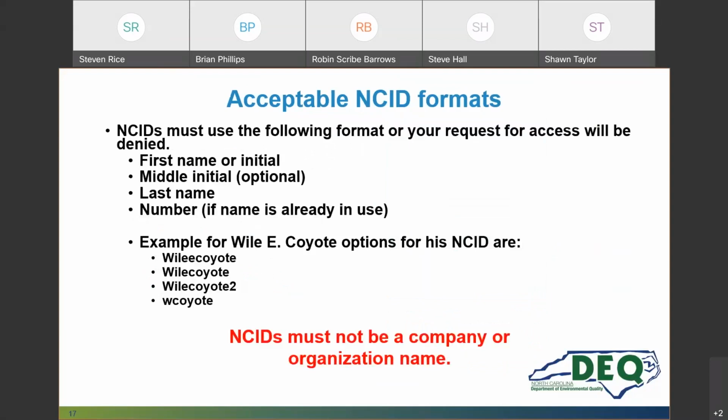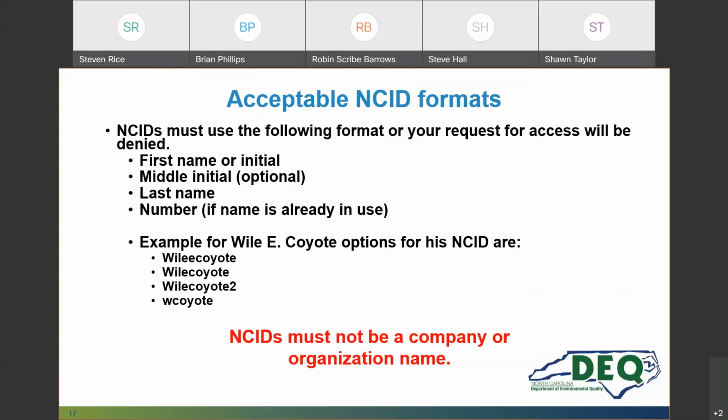Acceptable NCID formats. NCIDs must be in the following format, or your request for access to the GMS will be denied. The format is your first name or initial, followed by an optional middle initial, and then followed by your last name and a number if that combination of names is already used in the GMS. So some example usernames, if we're going based off of someone, Wile E. Coyote, just for fun, some examples for NCID are listed below. There are 4 potential combinations that would be considered acceptable.